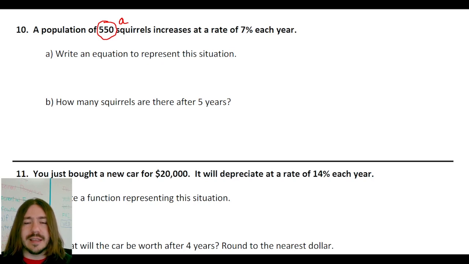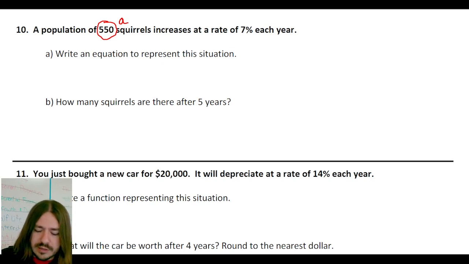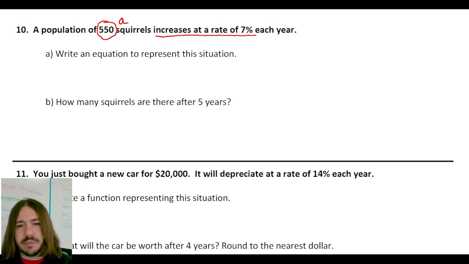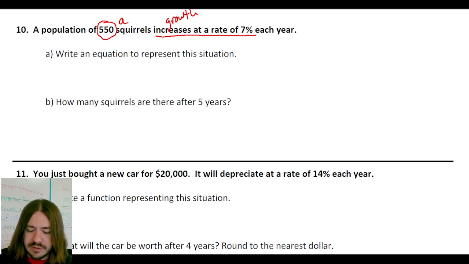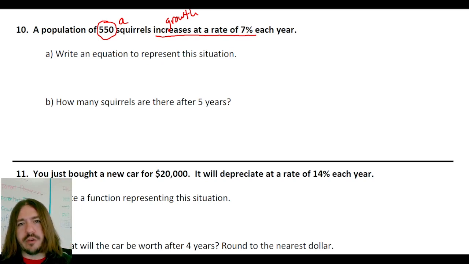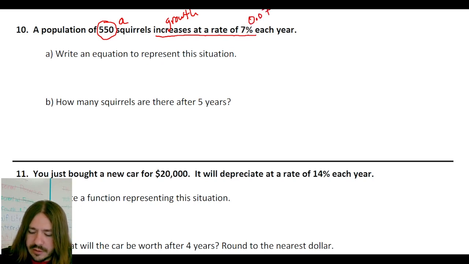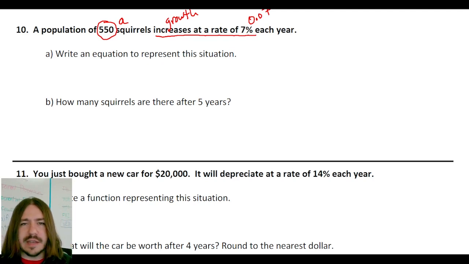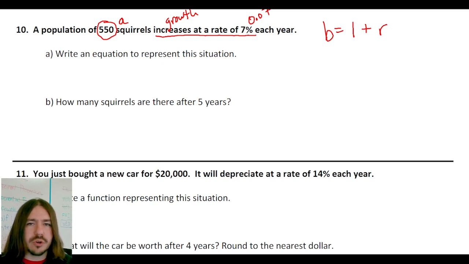Now, as far as the B value is concerned, we have to be a little bit more careful. It's not going to give it to us explicitly, but what it does give us is the rate increase. So it's going to be a growth equation at a rate of 7% per year. 7% as a decimal would be 0.07. When you have a growth equation, the way to calculate the B value is going to be 1 plus the rate, written as a decimal. If you have a decay equation, this would be 1 minus the rate, and I'm sure we'll come up to a problem where we have to use that as well.